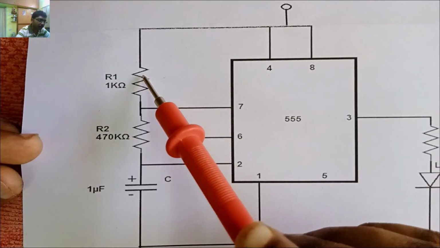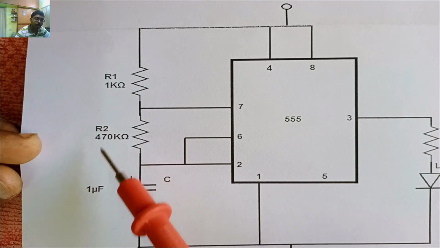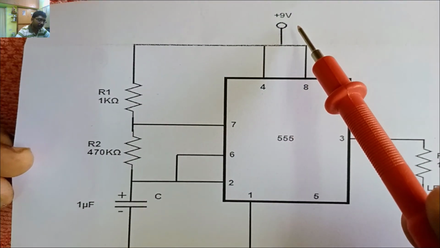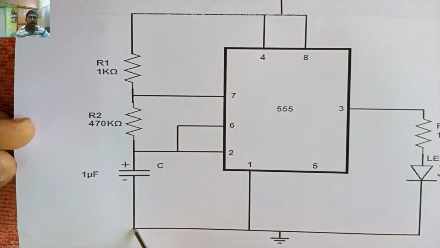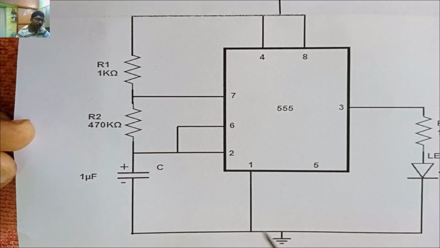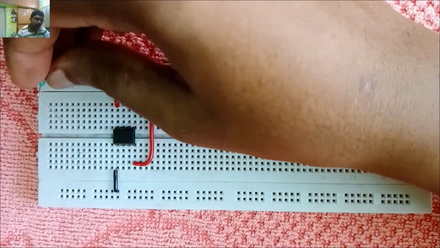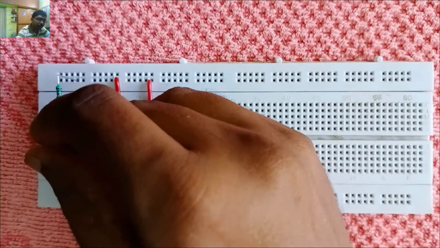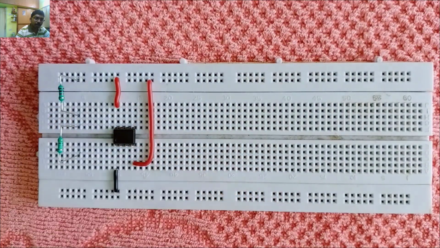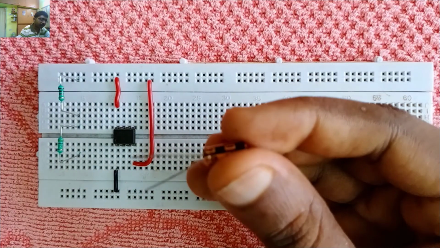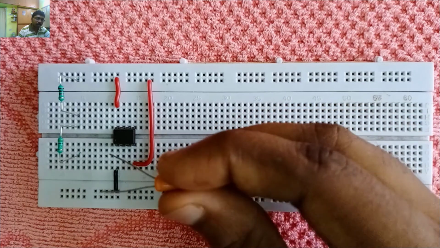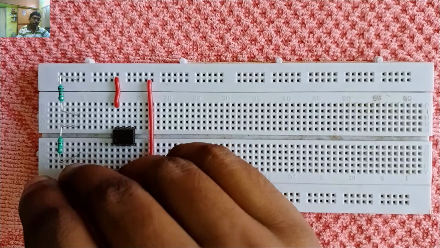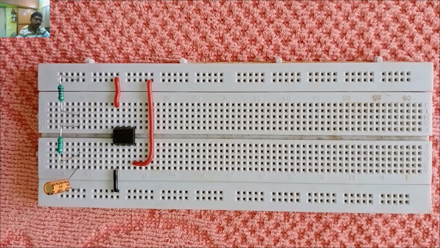Now we are going to connect the resistance R1, R2 and capacitance C all in series, with R1 to the plus 9 volt and C to the ground. Let's make this connection. Then take the resistance of 470 kilo ohm and connect one terminal with the resistance. Here the capacitance, this terminal is the negative terminal. Connect the positive terminal of the capacitance with the resistance and ground the negative terminal to the breadboard ground.